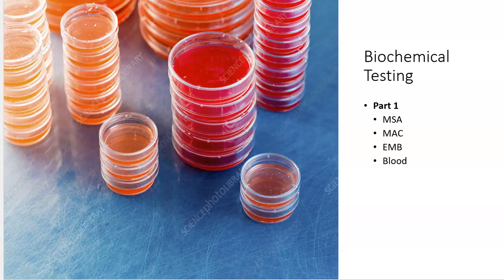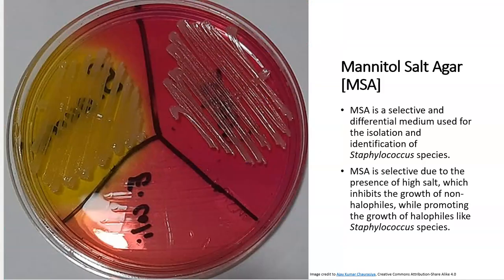In this lesson, we'll be talking about selective and differential media. So we're going to be focusing on mannitol salt agar, MacConkey agar, eosin methylene blue agar, and blood agar. The first type of media we'll talk about is the mannitol salt agar, or the MSA media.